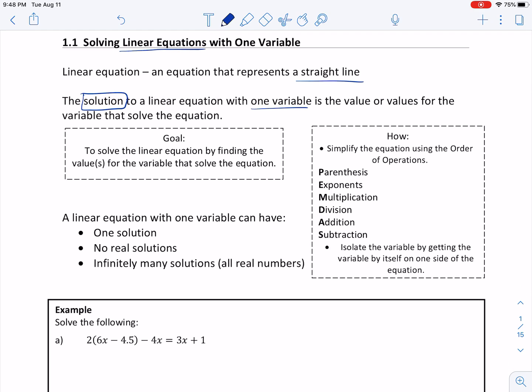We're going to be using order of operations, and then we're going to be isolating that variable. These steps are just like the steps that you have probably seen before, where you distribute. If you have parentheses or an exponent, multiplication, division, addition, and subtraction, those are all steps for combining like terms. And then our last step is using inverse operations to isolate the variable.